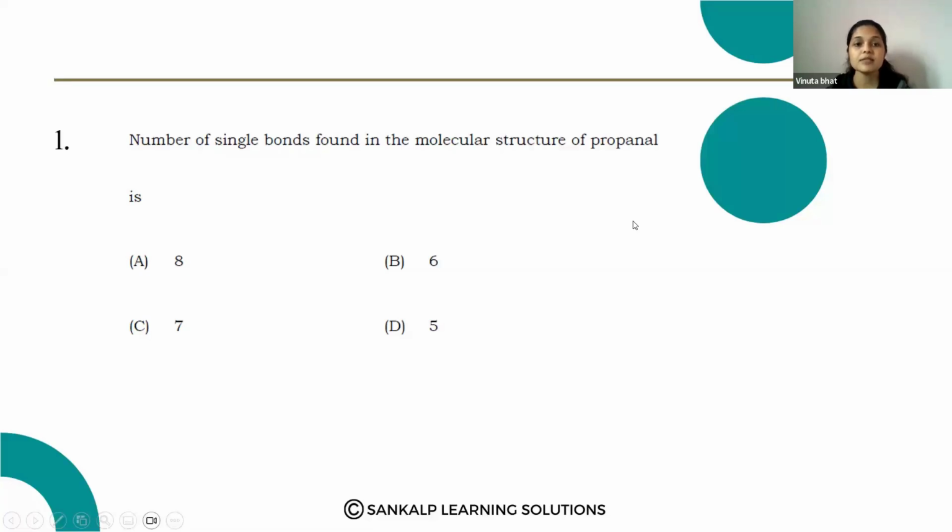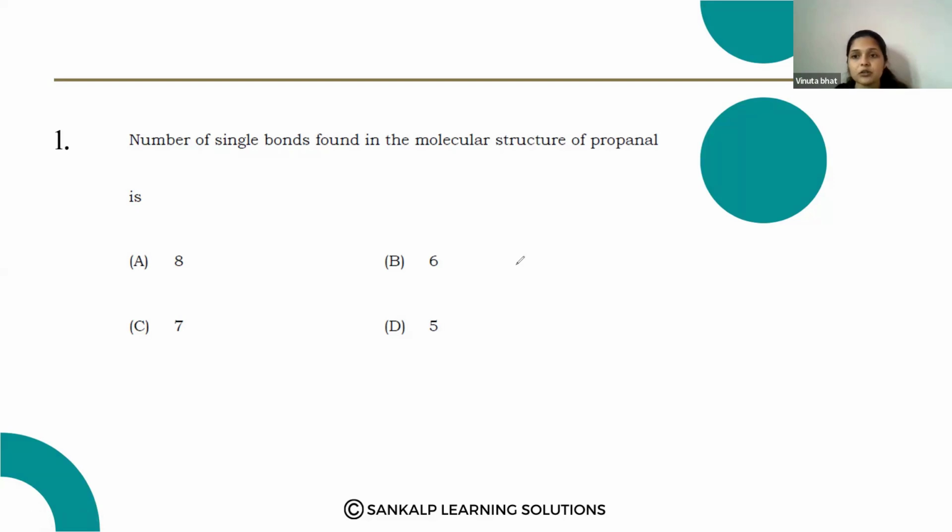First question: the number of single bonds found in the molecular structure of propanal is: option A 8, option B 6, option C 7, option D 5. The number of single bonds in the molecular structure of propanal. Here, write the structure of propanal.